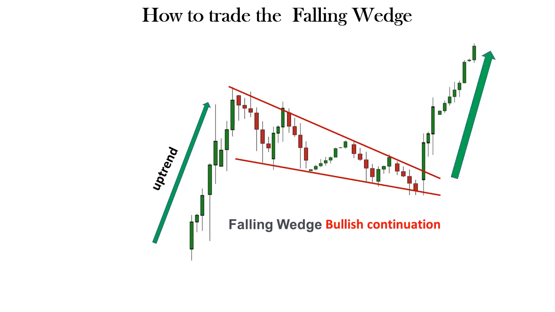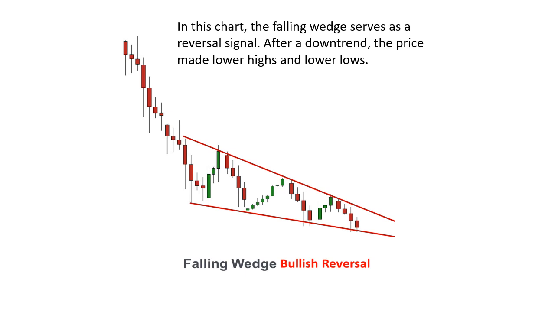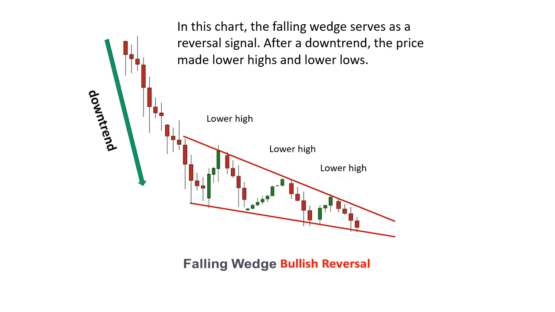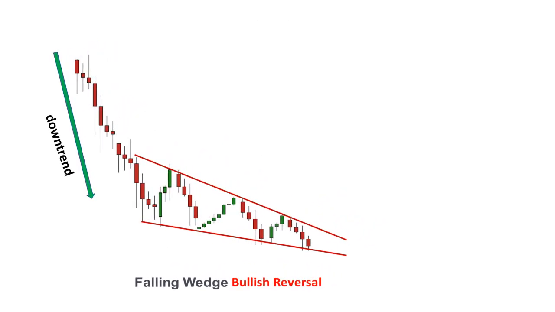Unlike the rising wedge, the falling wedge is a bullish chart pattern. In this chart, the falling wedge serves as a reversal signal. After a downtrend, the price made lower highs and lower lows. After breaking above the top of the wedge, the price made a nice move upwards, almost to the height of the formation. In this case, the price rally went a few more pips beyond that target.